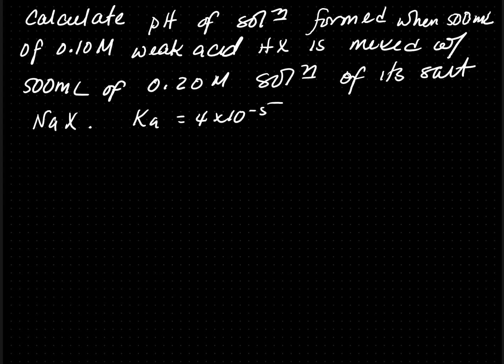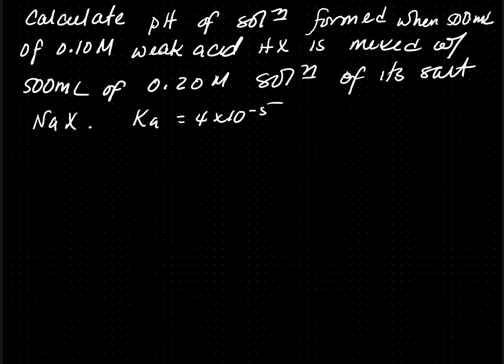Pause the video, solve this problem on your own, and then check your answer. So on this one, we are calculating the pH of a solution formed when 500 ml of a 0.1 molar weak acid is mixed with 500 ml of a 0.2 molar solution of its salt NaX. So before we even start the ICE table, we need to figure out what my initial concentration is. My initial concentration is not 0.1 or 0.2 respectively for the compounds, because we are not using 1 liter, we are using a mixture of 500 ml.